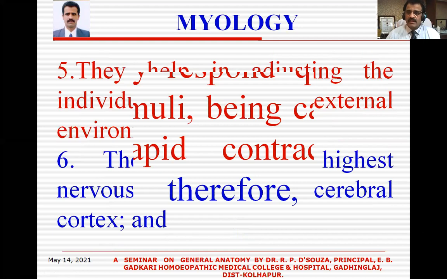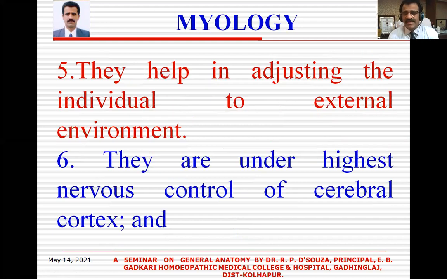This skeletal muscle helps in adjusting the individual to the external environment. External environment means the environment outside the body, like temperature. Whether you go to a cold place or a hot place, this muscle helps you in adjusting to the external environment by contraction.